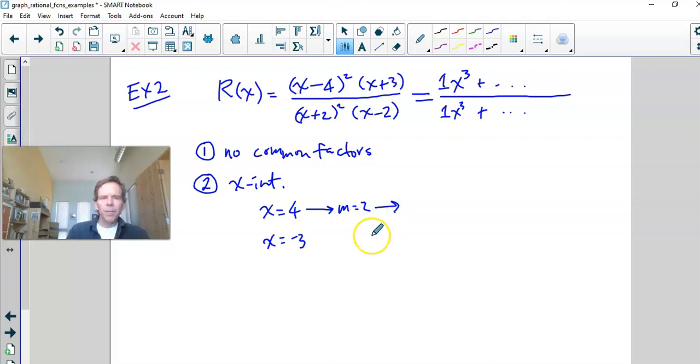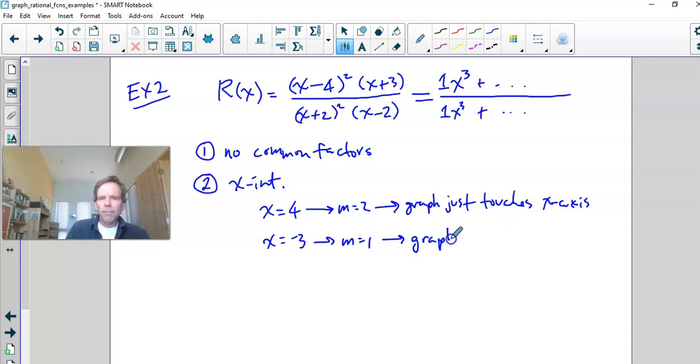What does that mean? That means that the graph is just going to touch the x-axis. So graph just touches the x-axis. And the -3, 0, that has a multiplicity of 1. So the graph goes through the x-axis. Just say graph goes through. Okay. So next, y-intercept.